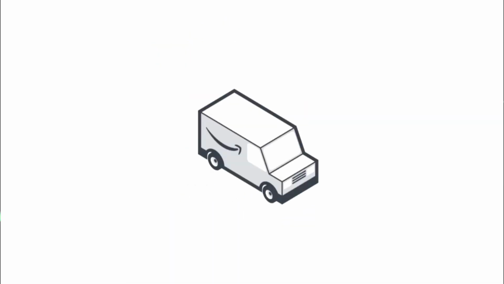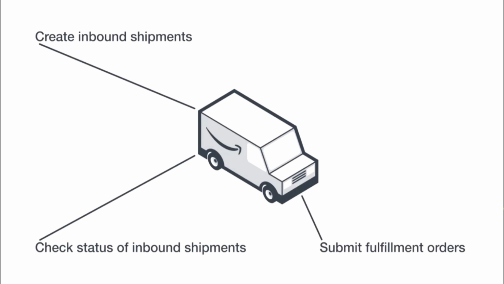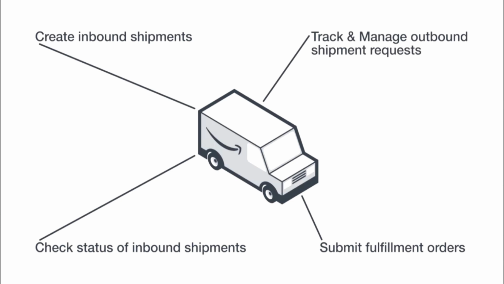For Fulfillment by Amazon, or FBA sellers, Amazon MWS allows you to create inbound shipments to an Amazon fulfillment center and automate the process for creating shipping labels, check the status of inbound shipments to see if your shipment has reached a fulfillment center, and if so, whether the shipment has been processed, and submit fulfillment orders. Enable your customers to submit multi-channel fulfillment orders at any time. There's no lag time while you process or batch orders. Track and manage outbound shipment requests. Once orders have left an Amazon fulfillment center, track shipments and keep your customers aware of arrival times.